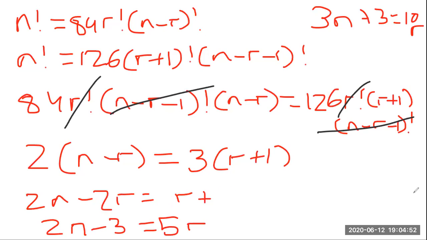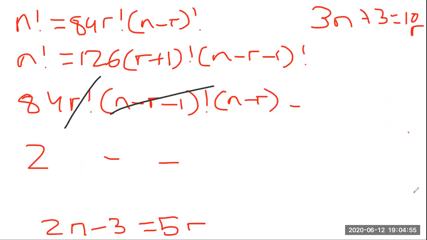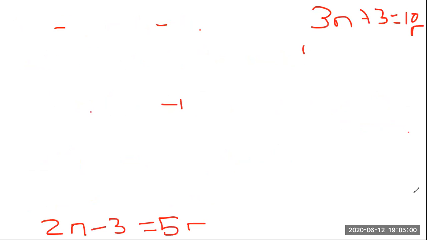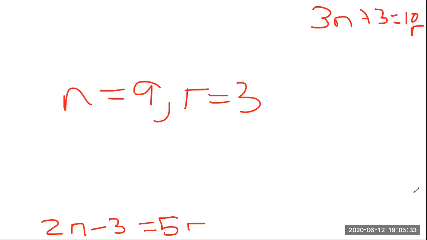Just going to erase all of this. So now we've just got two simultaneous equations to solve, which is pretty easy. I'm pretty sure everyone can do that. And if you solve these two together, you would get that n is 9 and r is 3.